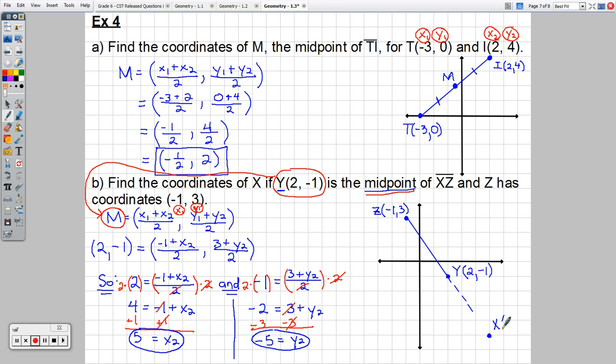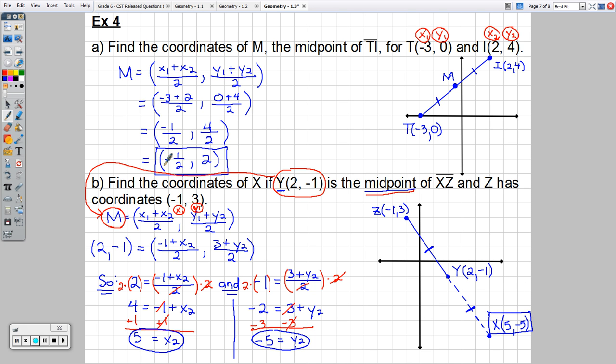So x, my other endpoint coordinate. Find the coordinates of x. Y was the midpoint, z was one of the endpoints, excuse me, and x was the other endpoint. So I've got 5, -5 right there. This would continue down this way. So this being the midpoint, y being the midpoint here, is congruent to this. This is my final answer.